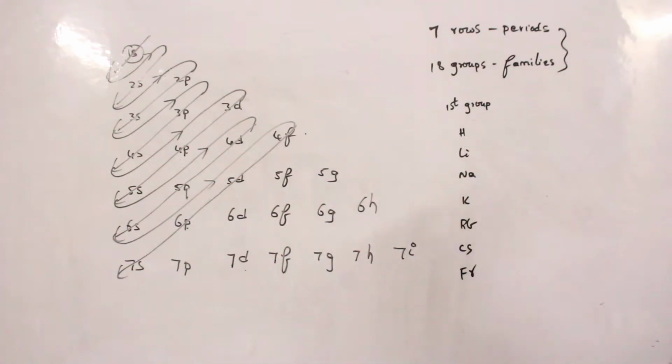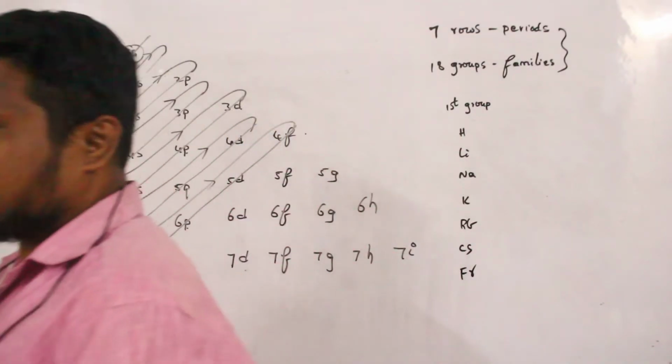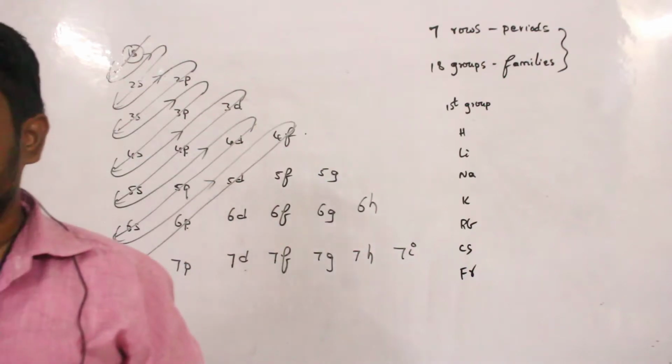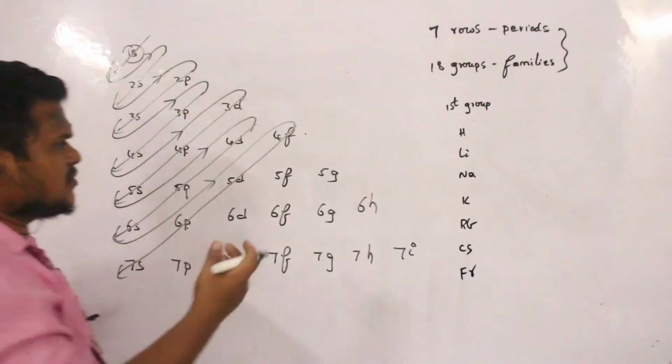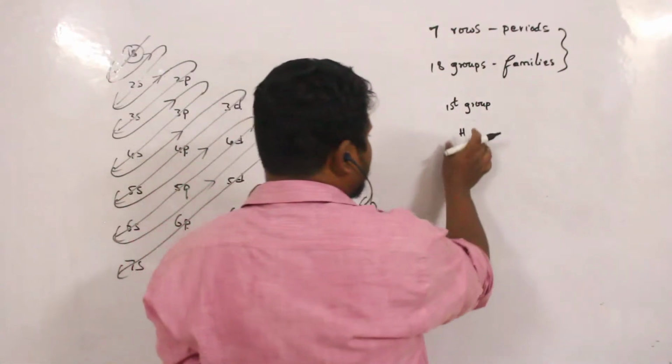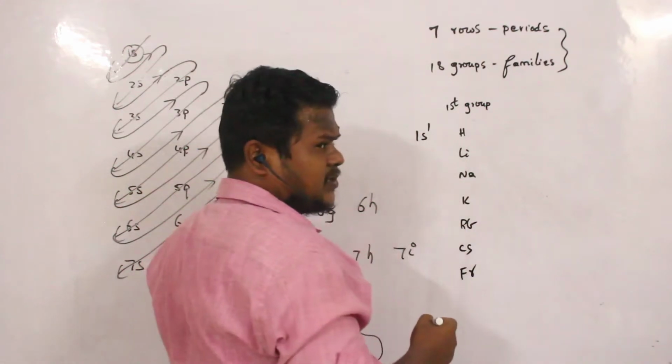If you see the outermost shell, what is meant by valency shell? The outermost shell you can call the valency shell. If you observe the valency shell, then what is the electronic configuration? What is the electronic configuration of hydrogen? It is 1s1.